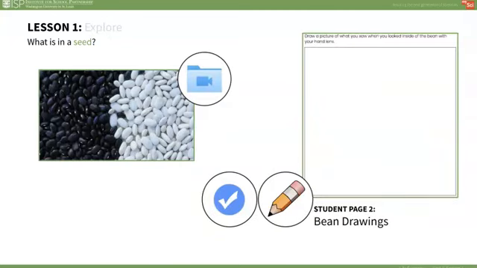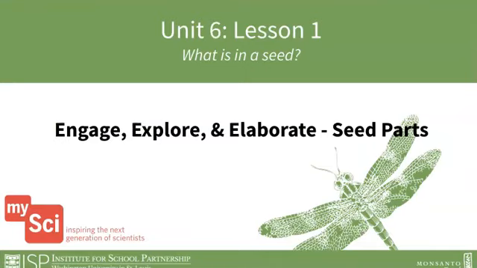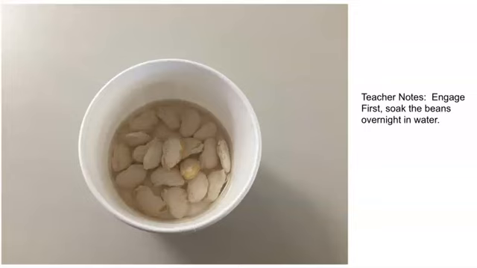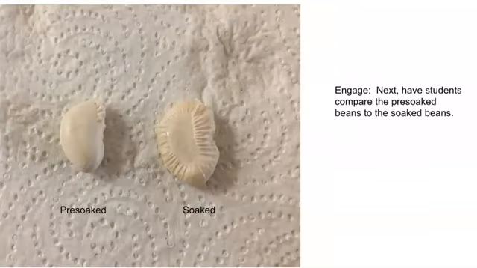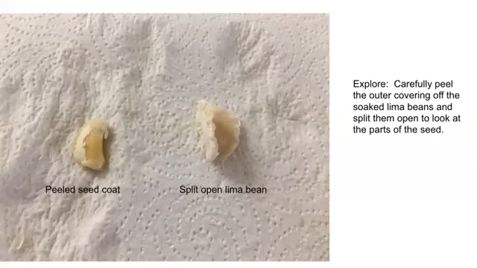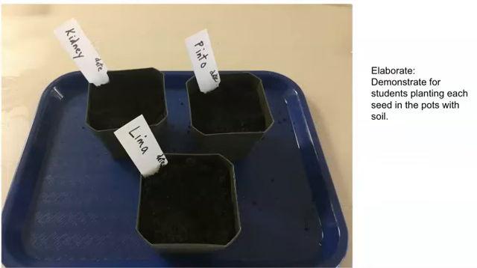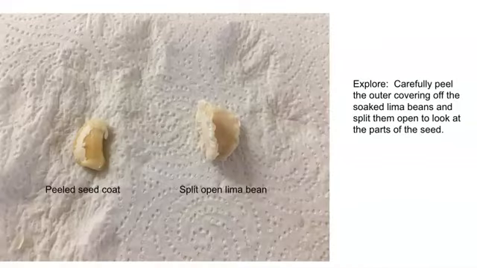In the Explore portion of this lesson, students will observe and compare the pre-soaked black beans to the unsoaked beans and compare the bean colors and shapes. See the tutorial for specific directions for this activity. Ask each student to choose a black bean to examine with the hand lens. Direct them to carefully peel the outer covering off the soaked seeds, split them open, and use their hand lens to look closely as they separate each seed into 2 halves.